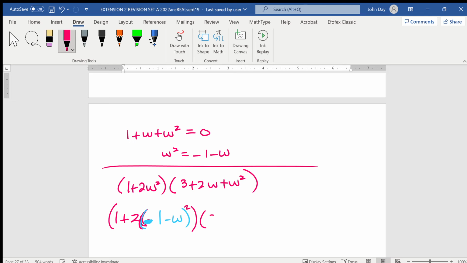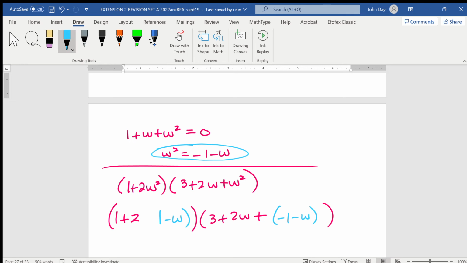And then we've got 3 plus 2w plus, and we're going to replace that w squared with minus 1 minus w. So, and that's been squared. No, it's not squared, is it? It's directly replaced, right? Because w squared is minus 1 minus w. So wherever you see a w squared, you replace it with minus 1 minus w.